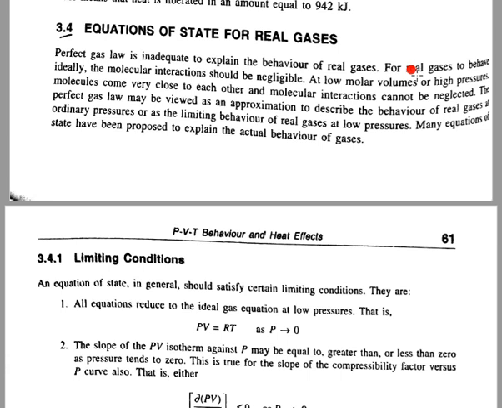So the perfect gas law may be viewed as an approximation describing the behavior of real gases at ordinary pressure, as the limiting behavior of real gas at low pressure. Many equations of state have been proposed to explain the actual behavior of gases.